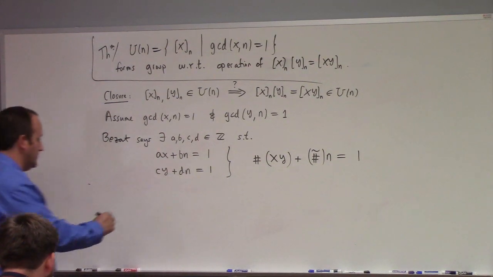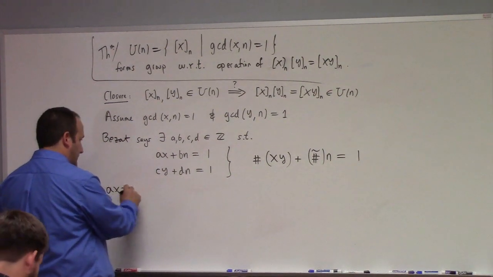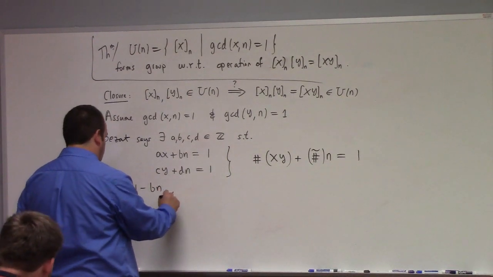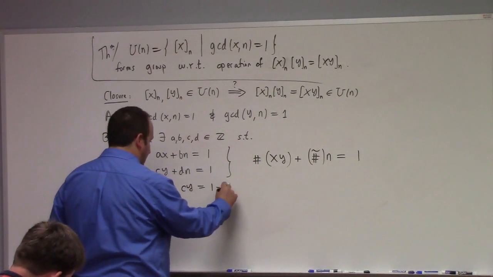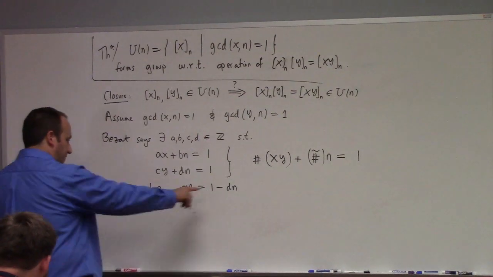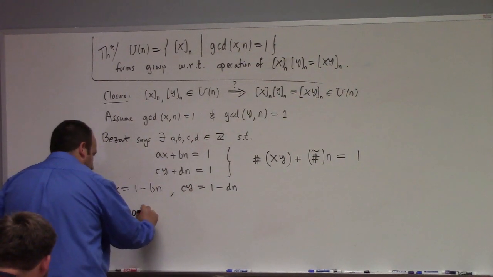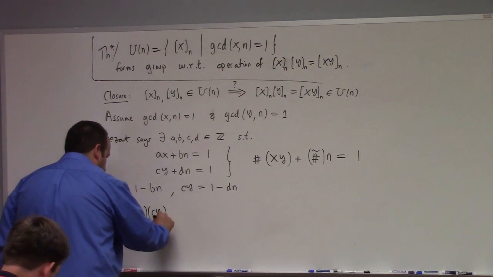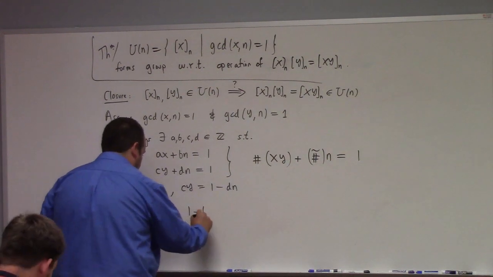Okay, I'll buy that. So you got ax equals 1 minus bn, and cy is equal to 1 minus dn. Oh, and then just multiply those equations? I think we have a winner.